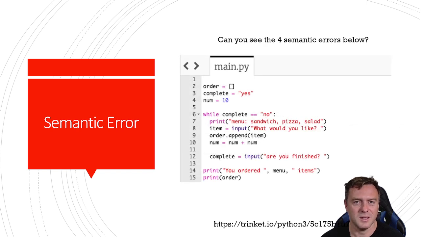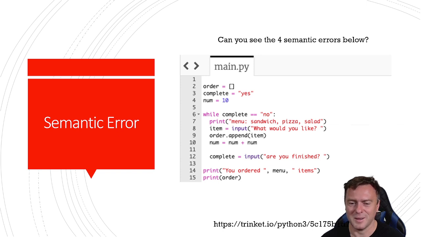So if we had something like this, order is equal to square brackets, complete equals yes, num equals 10, while complete equals no, so straight away there's something wrong with that. So the while loop won't run. Print, menu, sandwich, pizza, salad, the item equals input, what would you like? Order dot append the item that you've put in, and then num now equals num plus num. It's a bit weird, isn't it?